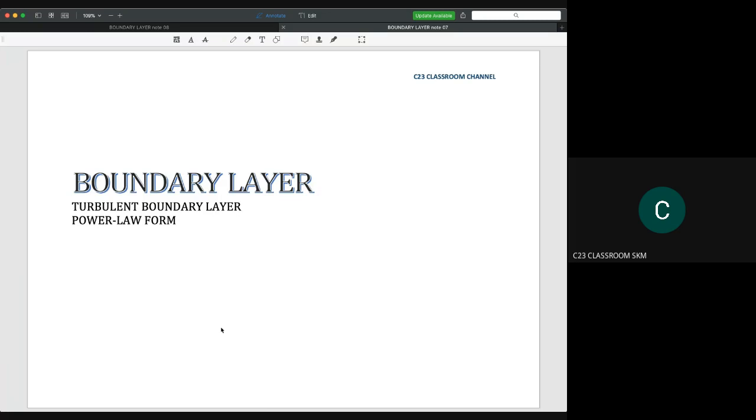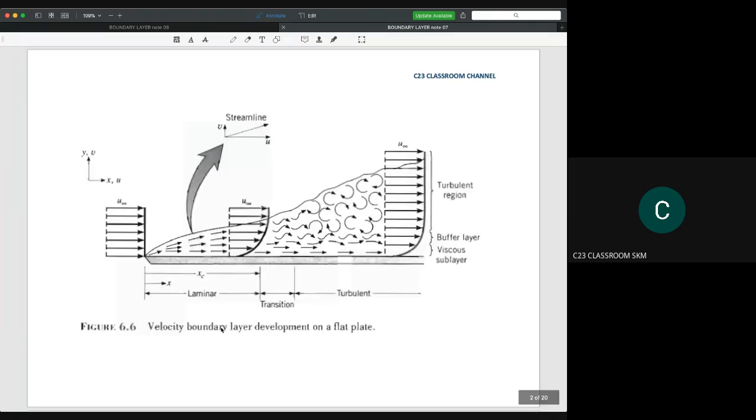Today we continue our discussion about boundary layer, and I would like to focus on the turbulent boundary layer. Previously, I explained the formation of the boundary layer, and I also explained that the boundary layer has laminar and turbulent regions. You can see here we have a laminar and a turbulent region. The idea of laminar and turbulent remains the same as the definition in flow in pipes.